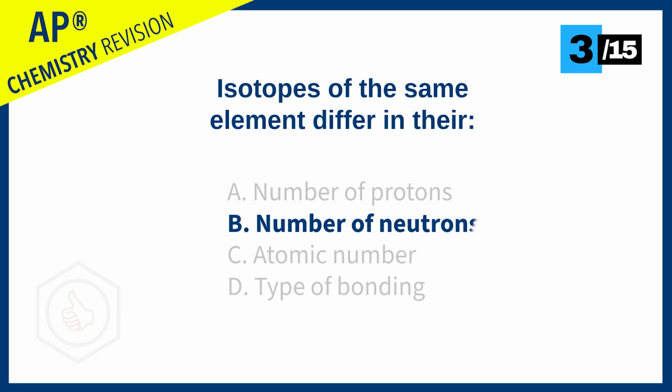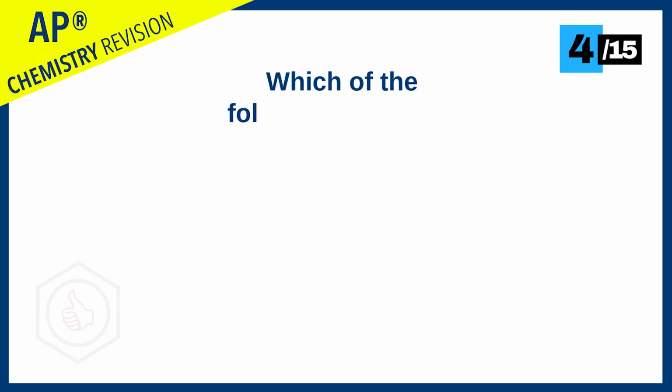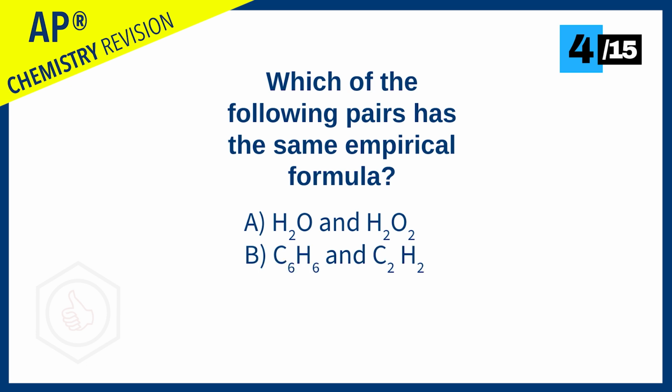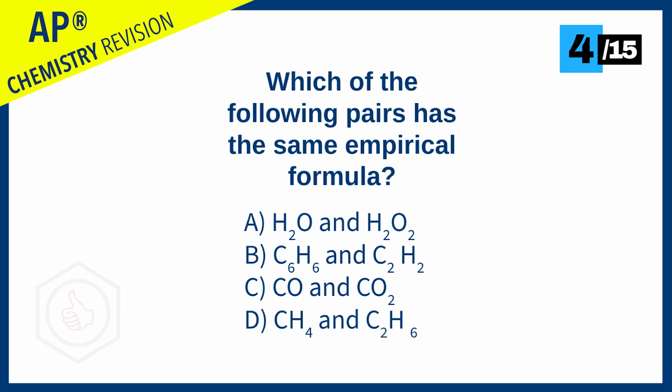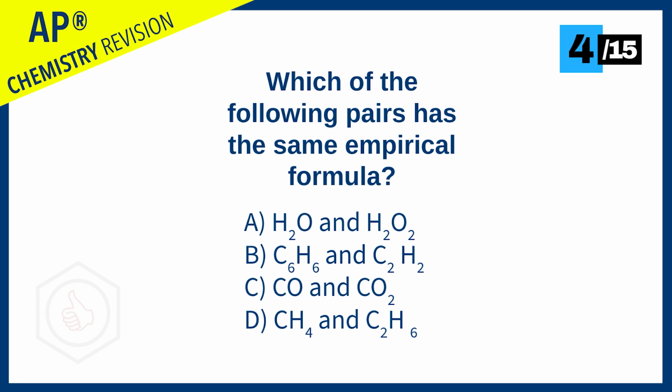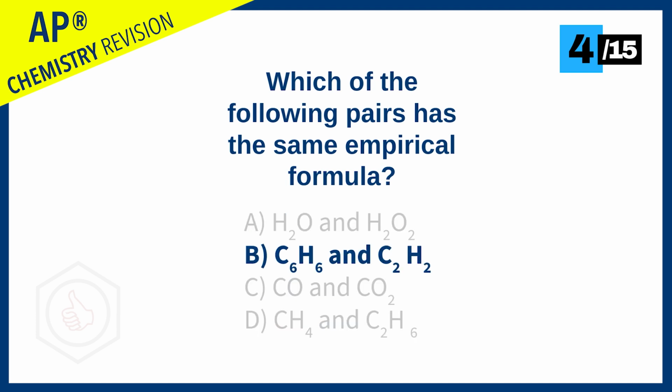Which of the following pairs has the same empirical formula? H2O and H2O2, C6H6 and C2H2, CO and CO2, CH4 and C2H6. The correct answer is C6H6 and C2H2, because remember, the empirical formula of a compound is the simplest whole number ratio of atoms of each element in the compound.